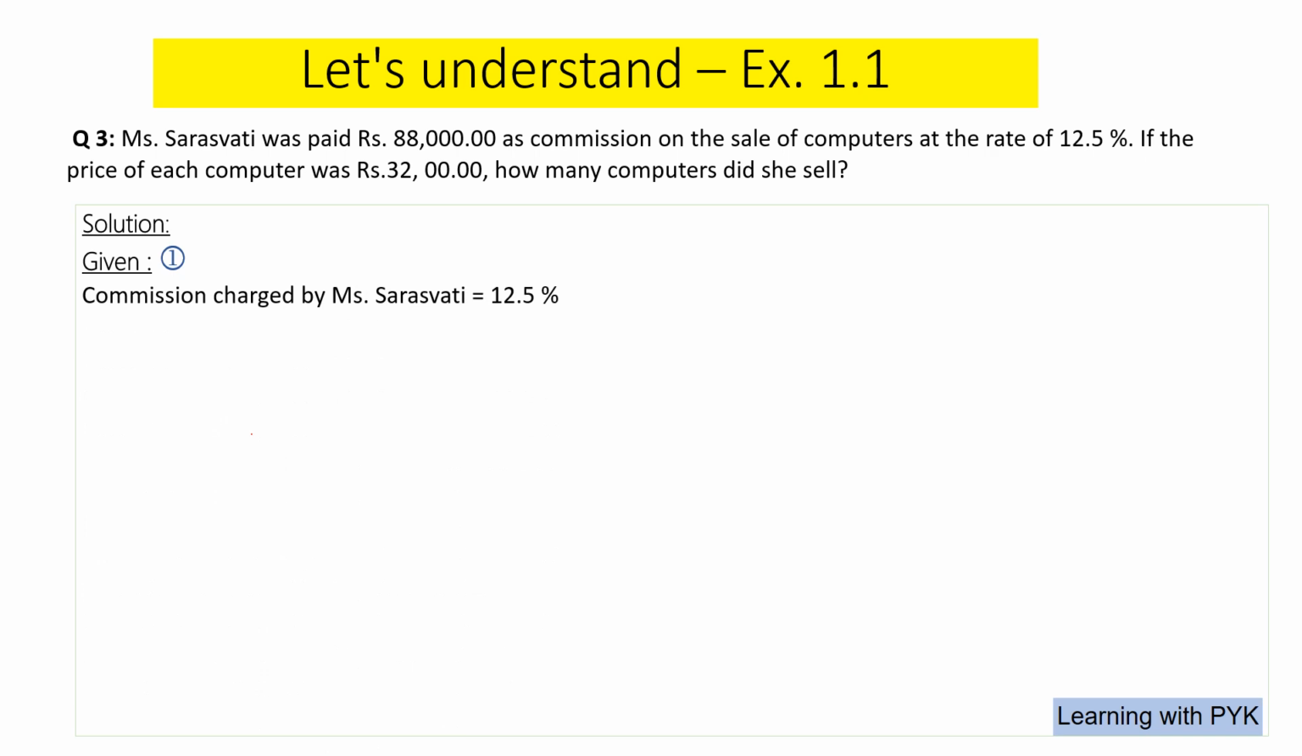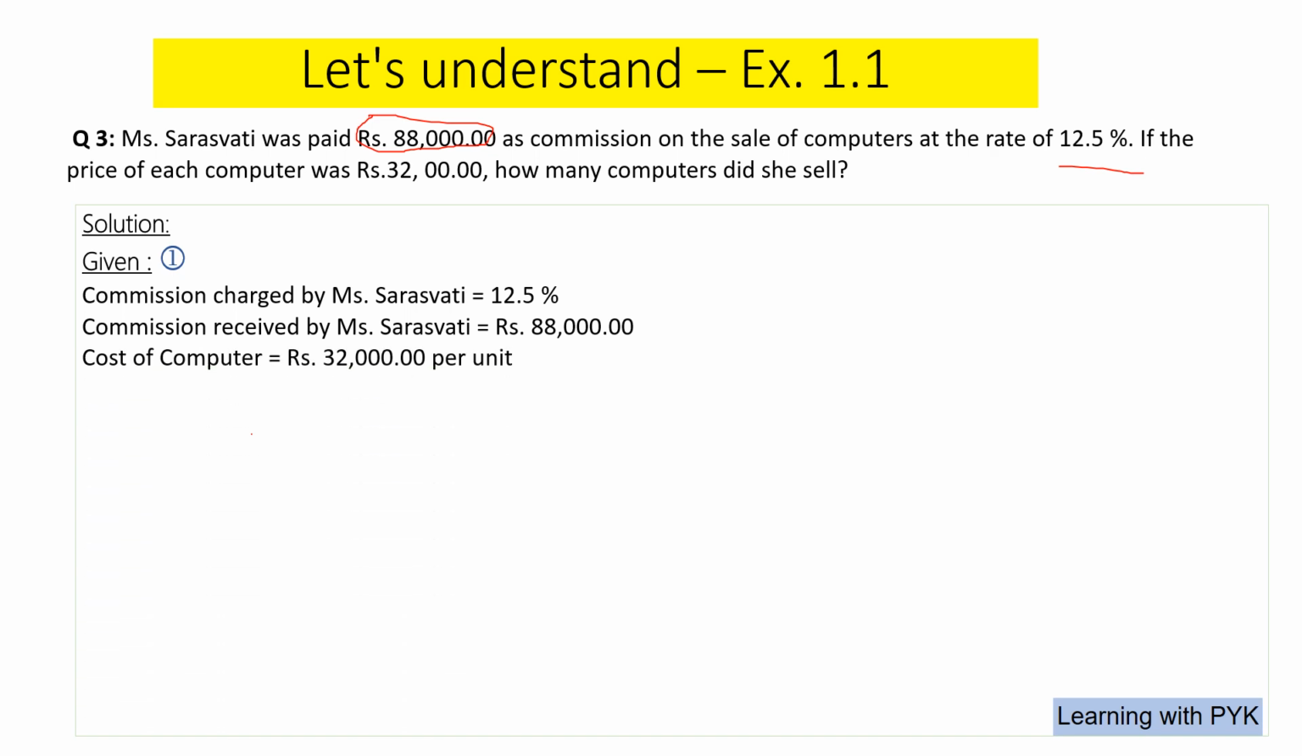The commission charged by Miss Saraswati is 12.5%. The total commission received is rupees 88,000. The cost of one computer is 32,000 per unit. We have to find how many computers she sold to get a commission of 88,000.